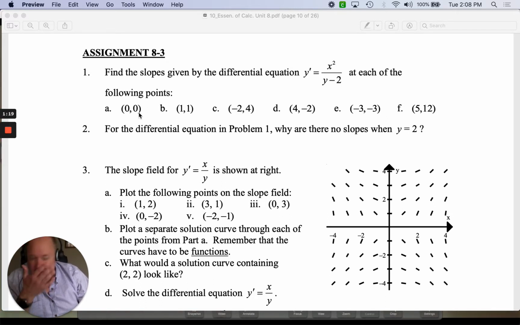Can you do it mentally to do the substitution? F, 5 and 12. So that's 25 over 10. What is that? 5 over 2? Yeah. Okay. So we're just plugging points into a formula and simplifying it, really simple.